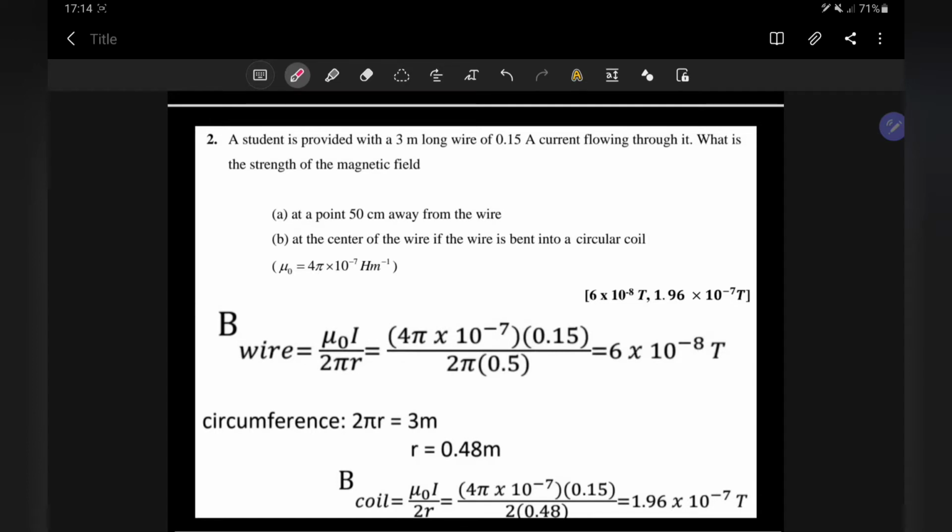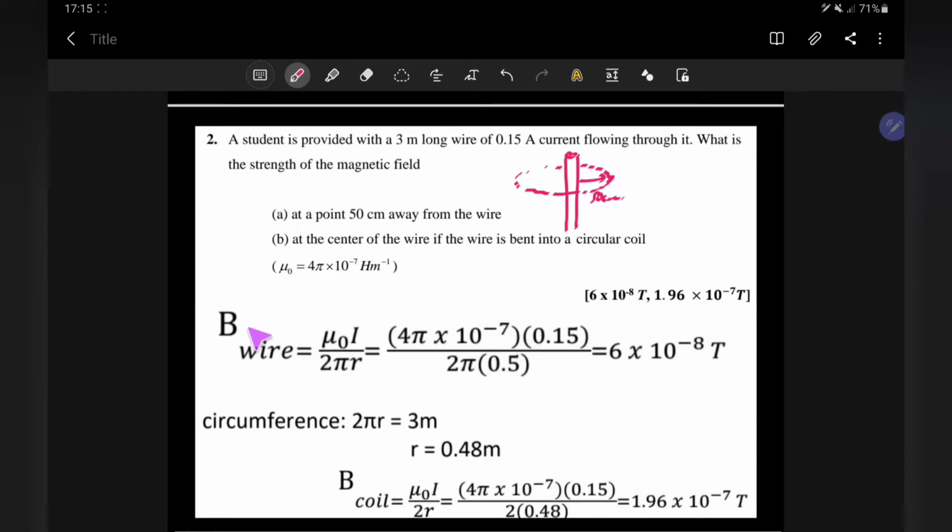Okay, for the first part A, we are talking about a wire. There is a wire. So they ask you to find the strength of B at a point which is 50 centimeter from the wire. Okay, so this is B produced. So they ask you to find where the distance here is 50 centimeter. So what is the strength of the magnetic field? Okay, so it's quite simple.